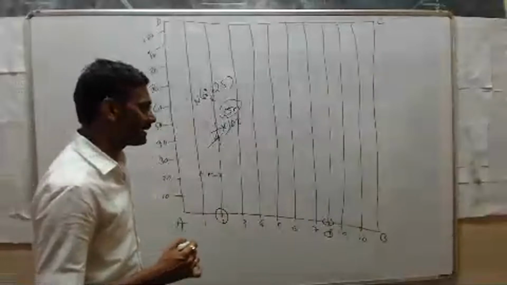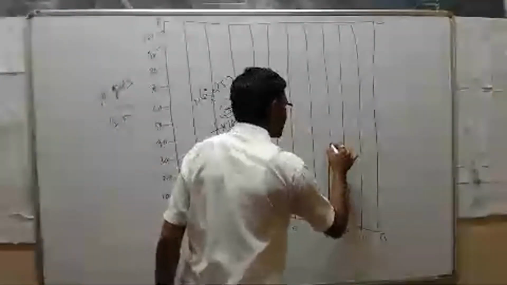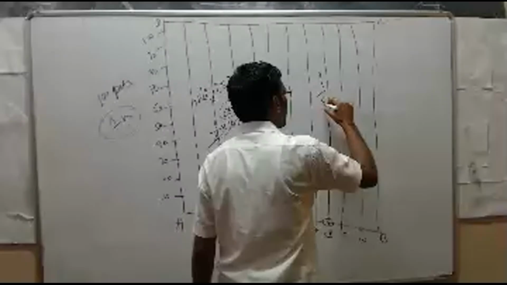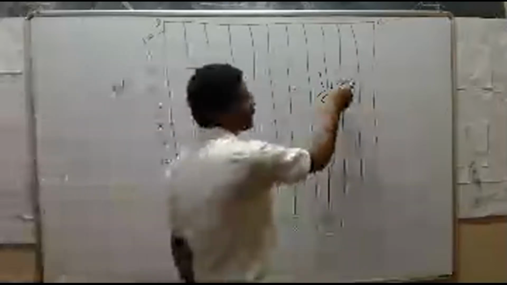Preet is on the 8th line. He is running as it is. How much has he covered? 1/5 of the total. 1/5 of the total distance 100 means 100 divided by 5, which is 20.